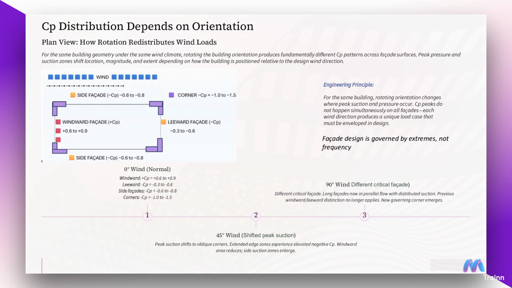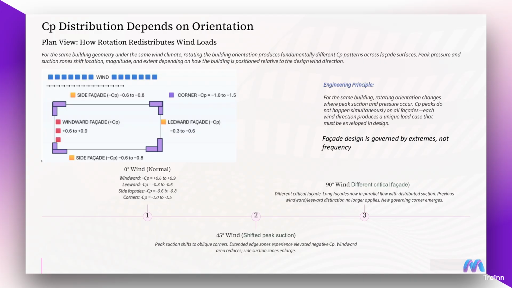Design wind normal to the facade. Windward: positive CP, about plus 0.6 to plus 0.9. Leeward: CP about minus 0.3 to minus 0.6, with the side facades similar. Corners: CP about minus 0.6 to minus 0.8. With the wind rotated, peak suction shifts.